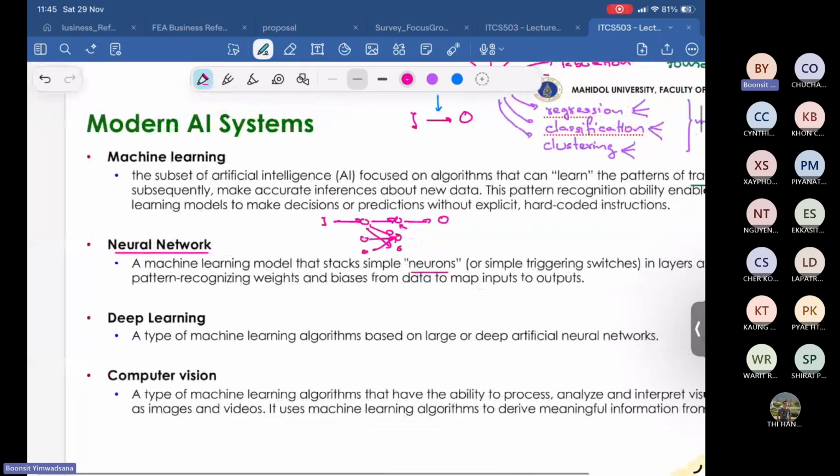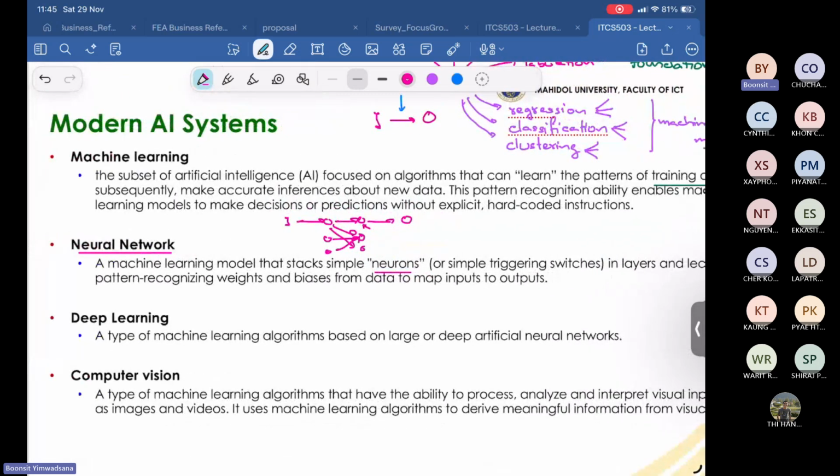For basic neural networks, we have a small number of neurons. But as we increase the number of neurons into different layers, this is one layer, this is another layer, and so on and so forth, this will be called deep learning. So deep learning is basically a large number of layers in the neural networks.